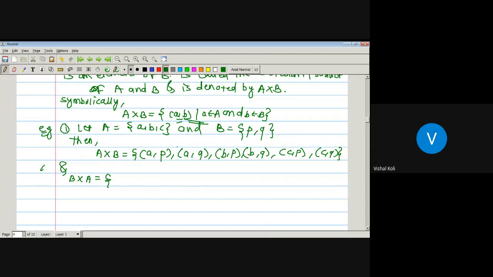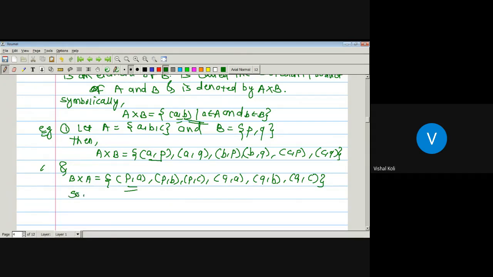And similarly, B cross A is nothing but, now we have to take the elements of B first: (p, a), (p, b), (p, c), (q, a), (q, b) and (q, c). Okay, so these are the possible distinct ordered pairs from B and A. But here we know that two ordered pairs (a, b) and (c, d) are equal if and only if a equals c and b equals d. As here there is an (a, p) and here there is a (p, a), but a is not equal to p and p is not equal to a, which implies these two ordered pairs are not equal. Similarly, all the remaining ordered pairs.